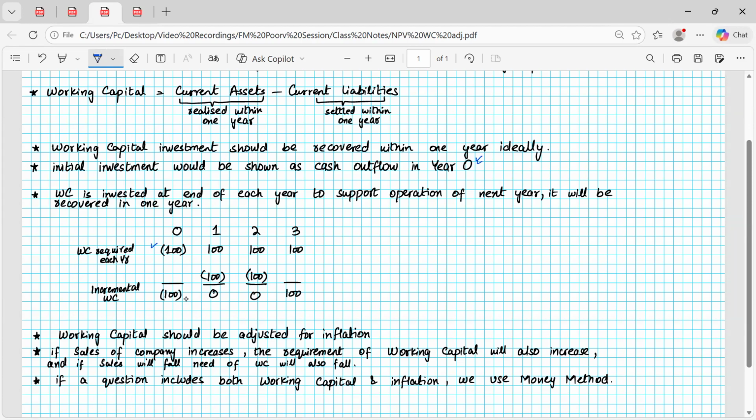Now in year one, to support the operations of year one, you invest 100 more. But the previous year's 100 investment, I told you, ideally should be recovered in 1 year. So you will recover that in year one. You need $100 to be spent in year one, and you got $100 back that you invested in year zero. So the net impact is zero. The incremental investment that you need to make is zero. Have you got this point?